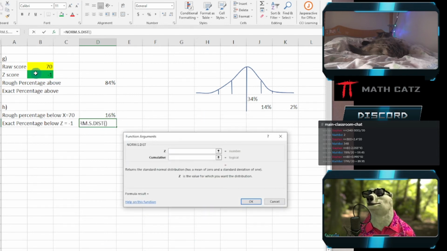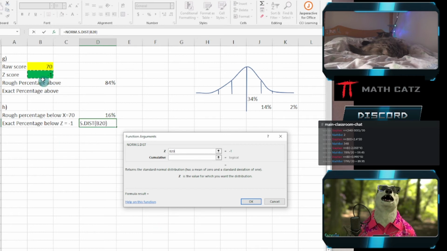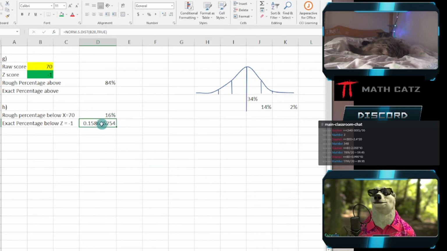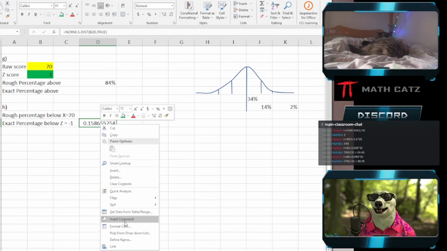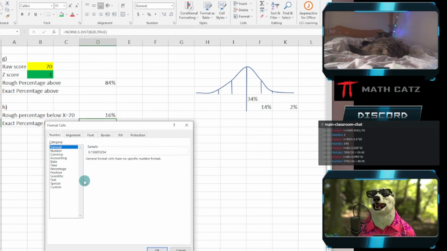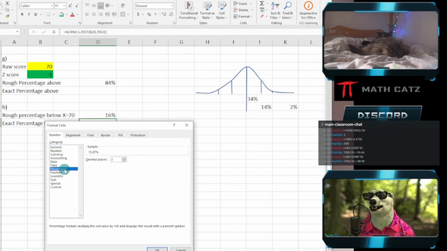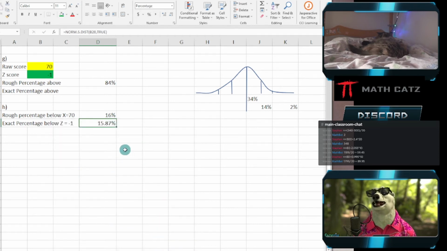Doesn't really matter. I'm just going to reference that one, in case in a bigger question maybe I am going to update that. Then everything is connected to the original input cells. Cumulative will always be true for our use. And we get our, looks like a little too many decimals. I'm going to right click and format that cell to just be percentage showing 2 decimal places, so it's not too messy.